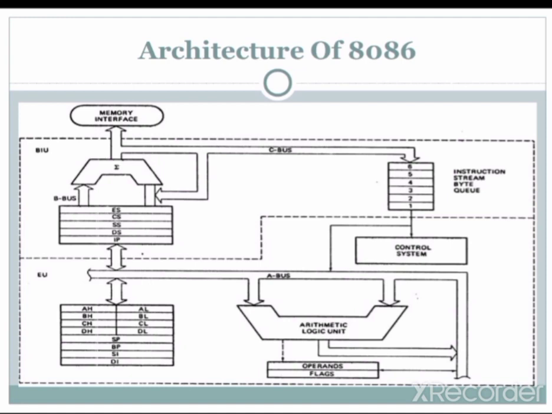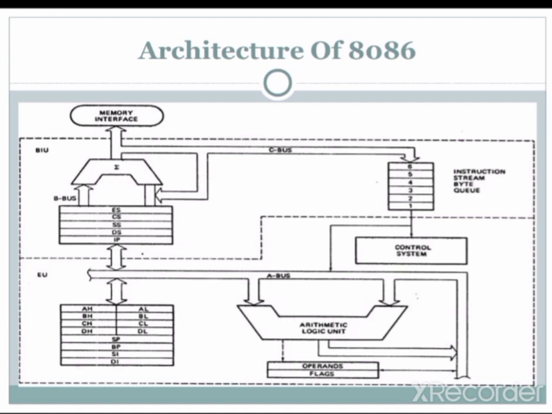Then this is the architecture of 8086. In that you can see that the whole architecture is divided into two parts: bus interface unit and execution unit. In the bus interface unit you can see there is memory interface, ALU, and ES, CS, DS and IP. These are the segment registers used. Then different types of buses are used. Then you can see the instruction queue, that is a 6-byte instruction queue is used.